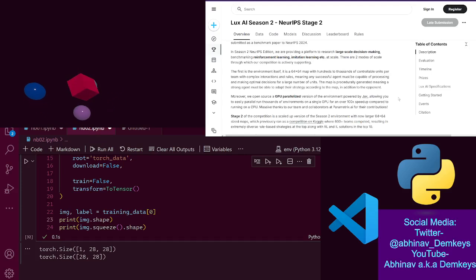The first is the environment itself. It's a 64 by 64 map with hundreds to thousands of controllable units per team with complex interactions and rules.